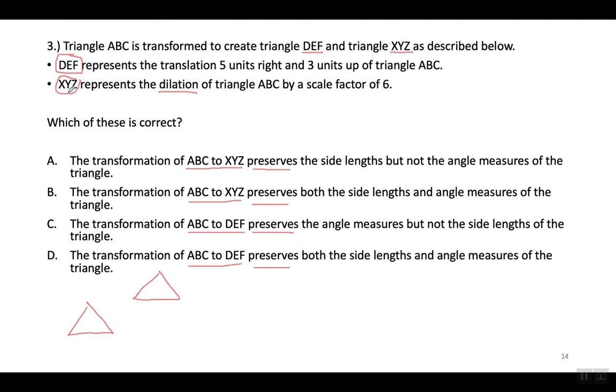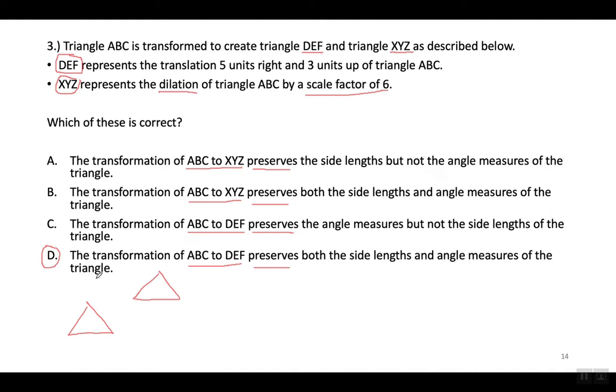However, for XYZ, you are doing a dilation. A dilation makes it bigger or smaller. In this case, since you're multiplying everything by 6, it's going to make the triangle bigger, and that's not going to preserve the side lengths or the angle measures. So, from these 4 answers, what you're looking for is this one right here. Because when you transform triangle ABC to triangle DEF, since it's a translation, that's going to preserve both the side lengths and the angle measures of the triangle.